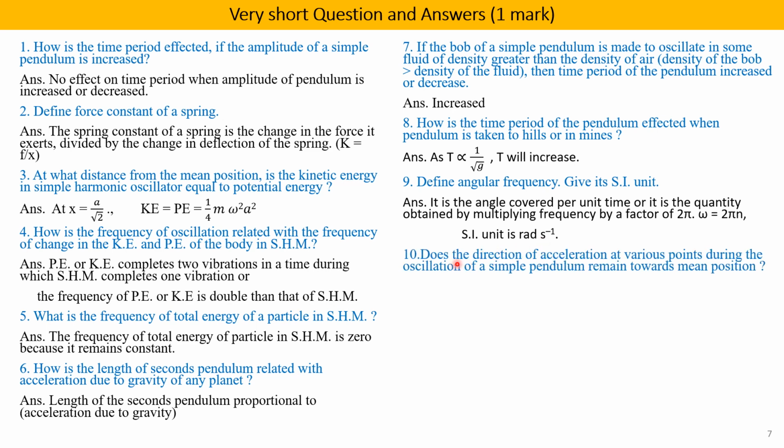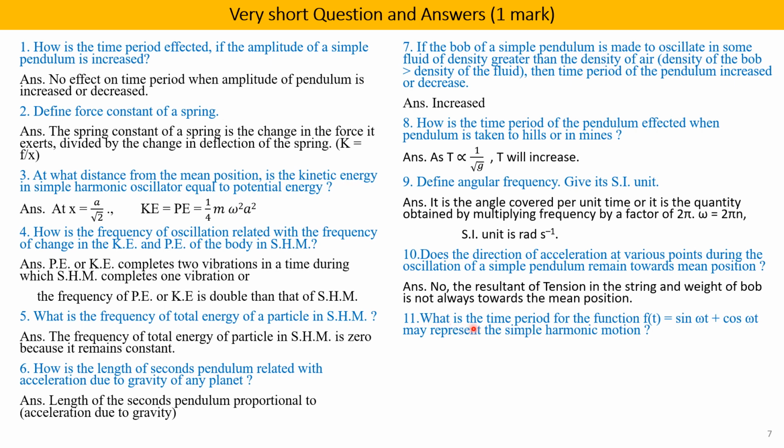Question number 10. Does the direction of acceleration at various points due to oscillation of a simple pendulum remain towards the mean position? No. The resultant of the tension in the string and the weight of the bob is not always towards the mean position.